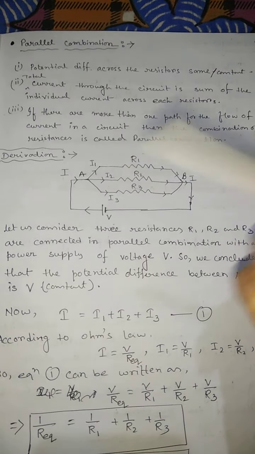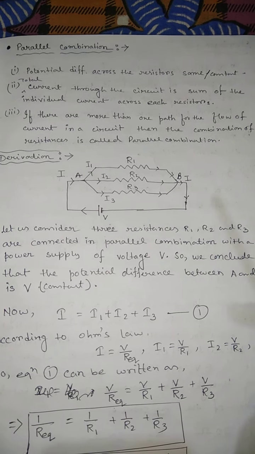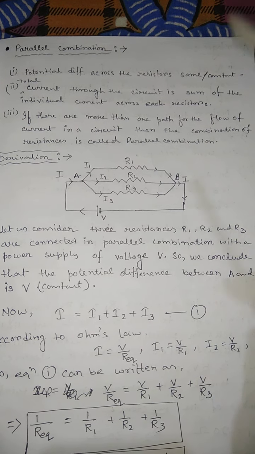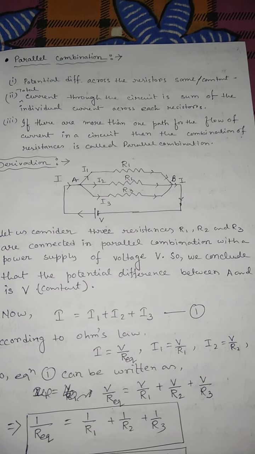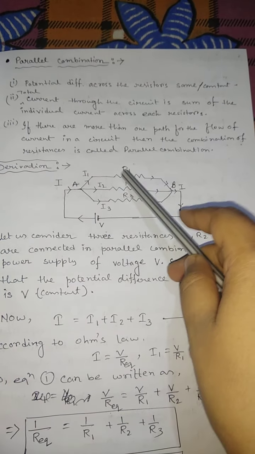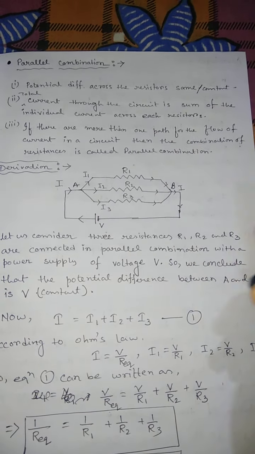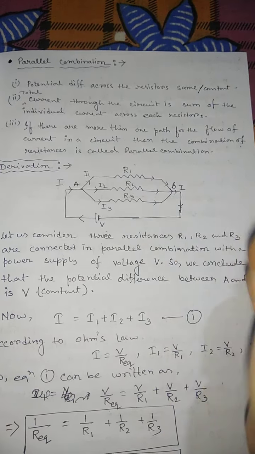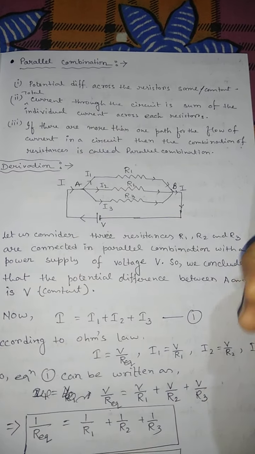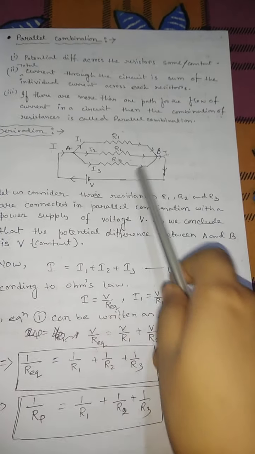When we say it is a parallel combination, if there is more than one path for the flow of current in a circuit, then the combination of resistances is called a parallel combination. If you see this diagram, there are three paths for the flow of current in the circuit. So this combination is called a parallel combination, but in a series there is only one path. Okay, now let's discuss its derivation.